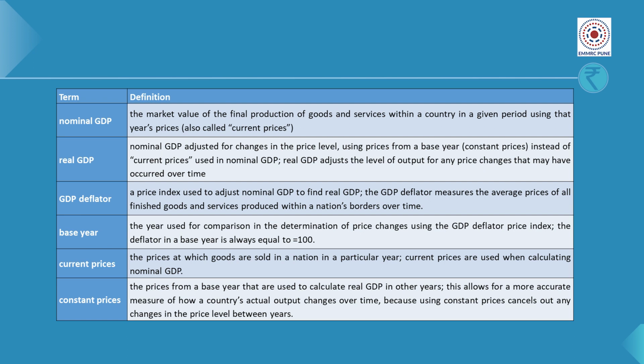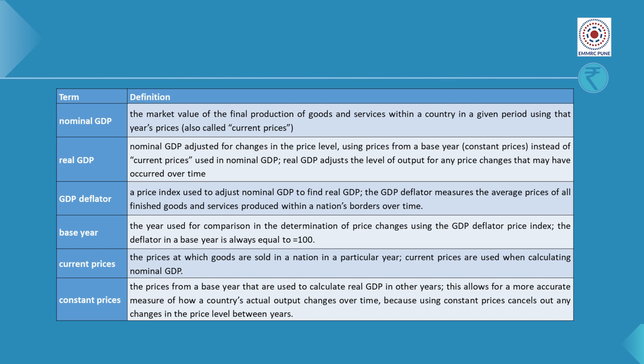A few key terms of today's lecture: nominal GDP. Let us understand this again. The market value of the final production of goods and services within a country in a given period using that year's prices, also called current prices. Real GDP: nominal GDP adjusted for changes in the price level using prices from a base year instead of current prices used in nominal GDP. Real GDP adjusts the level of output for any price changes that may have occurred over time.